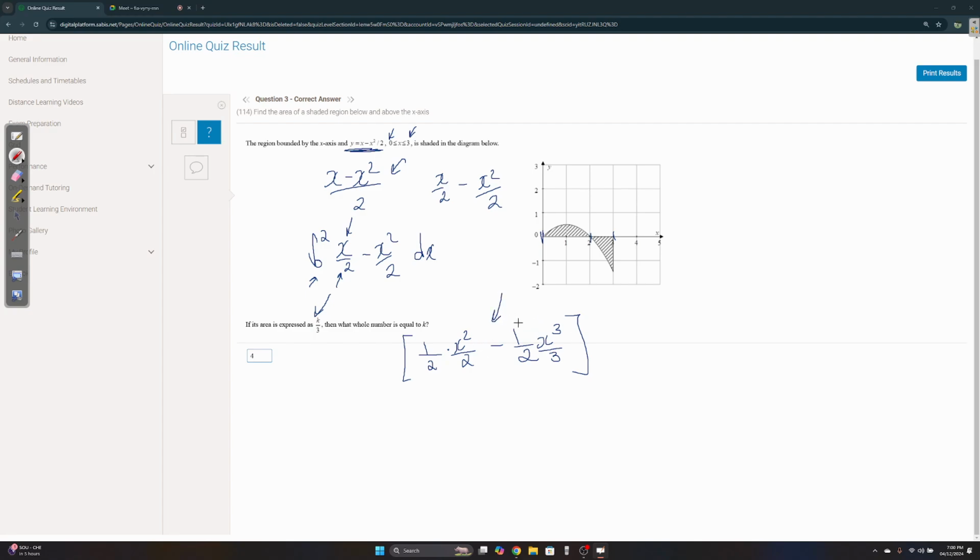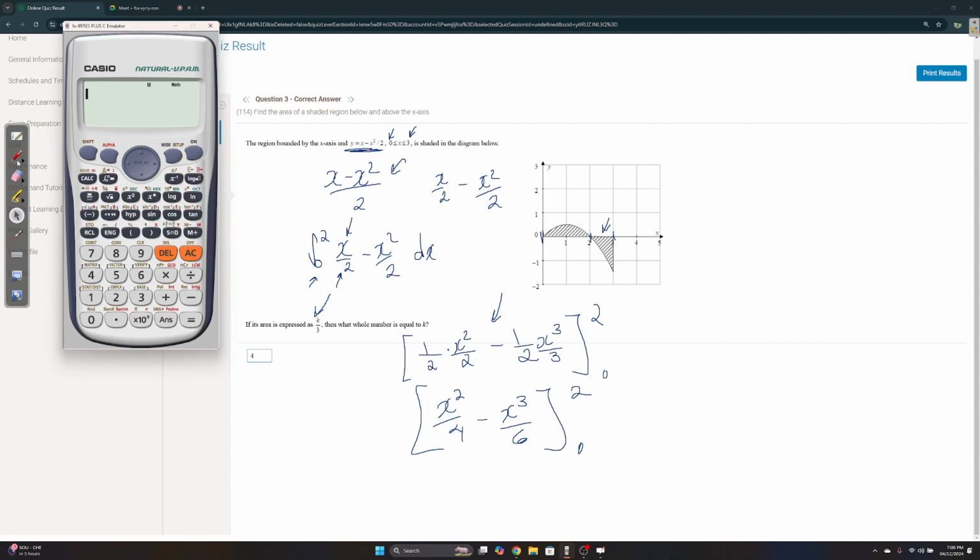We're going to keep this here because we're going to reuse it later for the 2 to 3. What are our bounds? 0 and 2. Very easy. Simplify a bit: 1 over 2 times x squared over 2 is actually x squared over 4, minus 1 over 2 times 1 over 3 is minus x cubed over 6, between 0 and 2. We substitute 2 first: 2 squared over 4 minus 2 cubed over 6. This is the first one. You always subtract between the bounds. Minus 0 squared is 0, and 0 cubed is 0, so I'm just going to put 0.